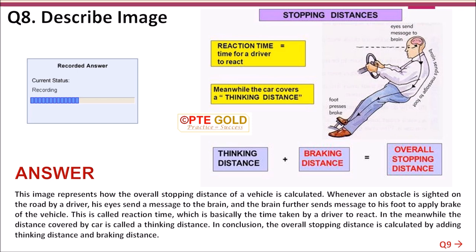This is called reaction time, which is basically the time taken by a driver to react. In the meanwhile, the distance covered by the car is called the thinking distance. In conclusion, the overall stopping distance is calculated by adding thinking distance and braking distance.